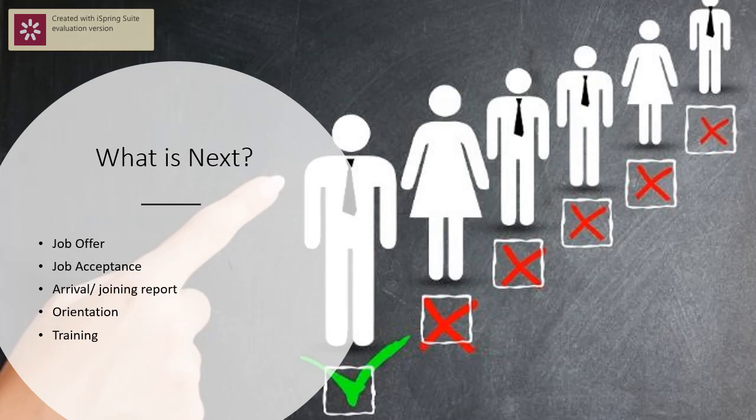So they will first send you a job acceptance letter. They will complete all the documentation and requirements. And once they are in a position to join your organization, on the day they arrive for their first day at the job, they will have to give you an arrival report or joining report, which is in the form of a letter as well. Now, this is the end of the selection process. The candidate has become your employee.